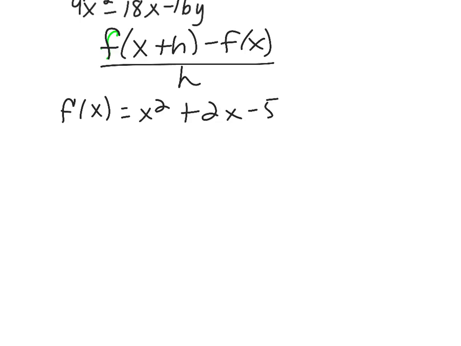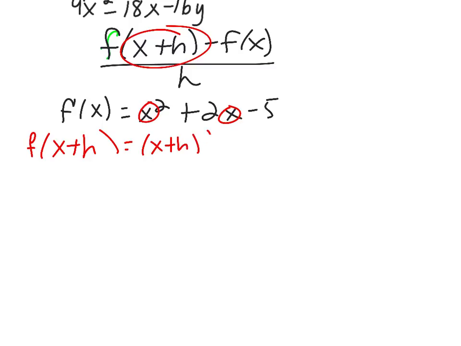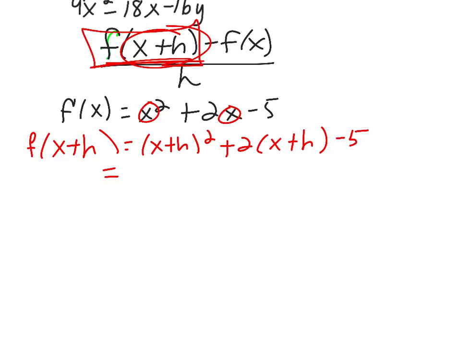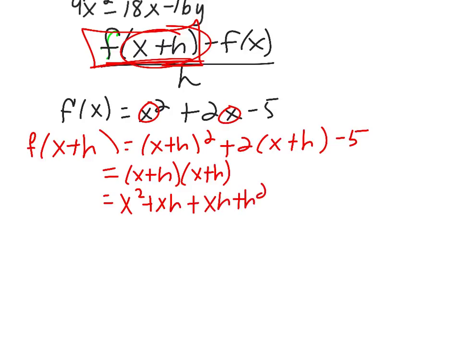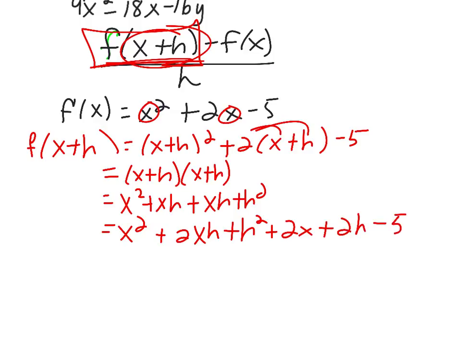All right, so I'm going to start with f of x plus h. I'm starting with this. Remember, I plugged this in for all my x's here. So it's x plus h squared plus 2 times x plus h minus 5. Remember, I'm only working on this part right here so far. So x plus h squared is x plus h times x plus h. So that's x squared plus xh plus xh plus h squared. So that's x squared plus 2xh plus h squared. Distribute the 2. Plus 2x plus 2h minus 5.